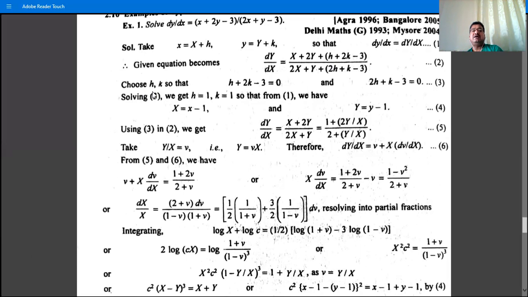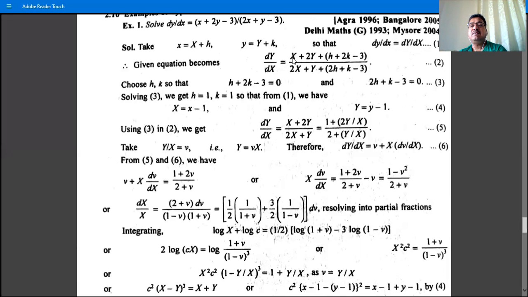So choose h and k so that these two brackets are equal to 0. This bracket is equal to 0 and this bracket is equal to 0. After solving these two equations, using either a calculator or by adding and subtracting, we have h is 1 and k is 1.